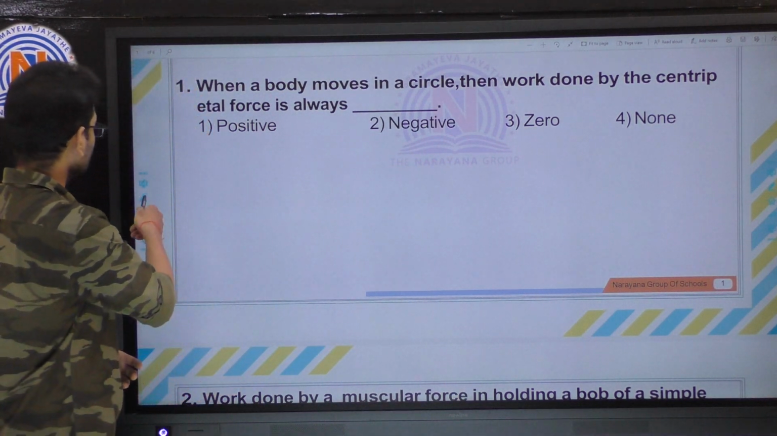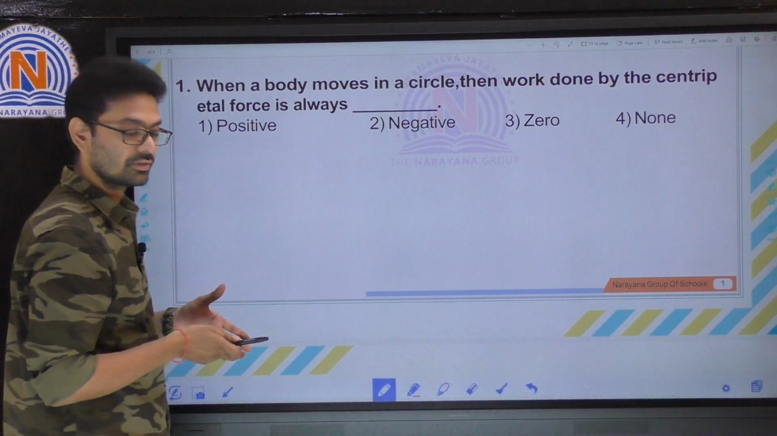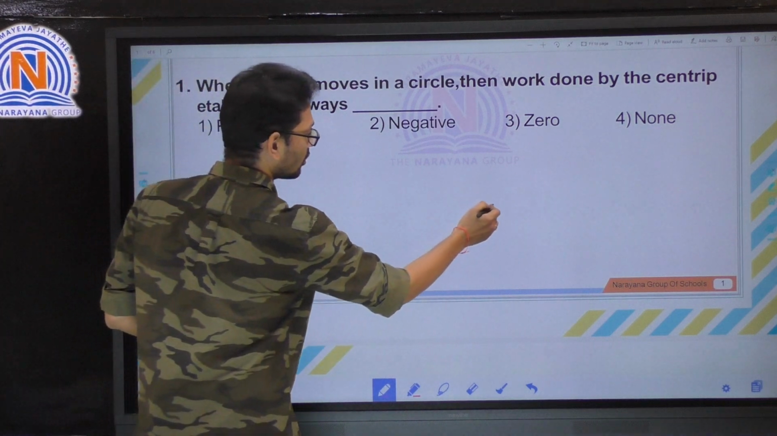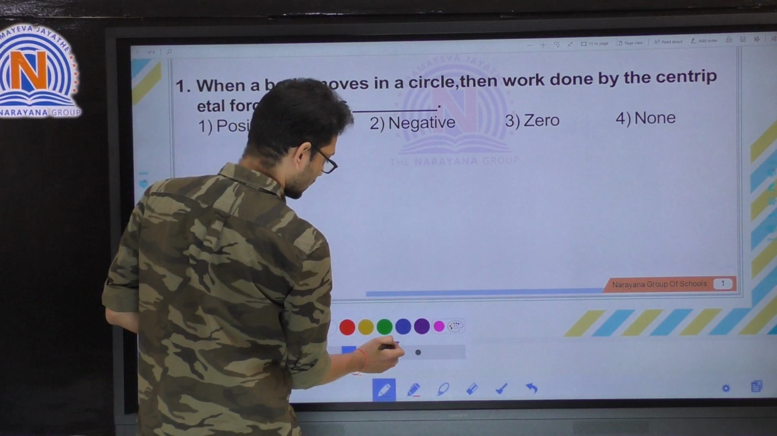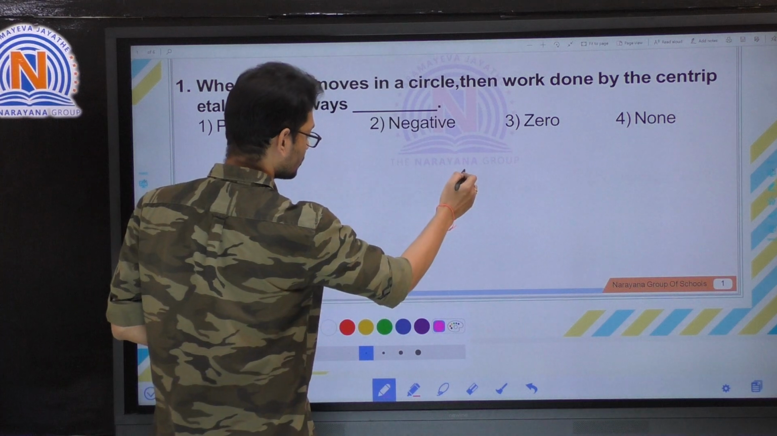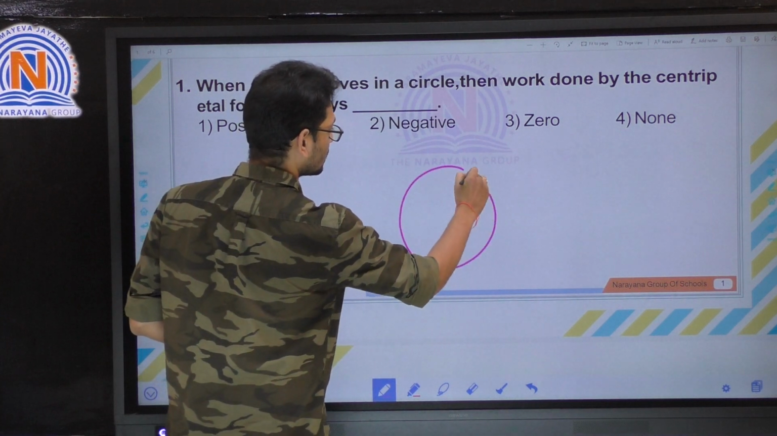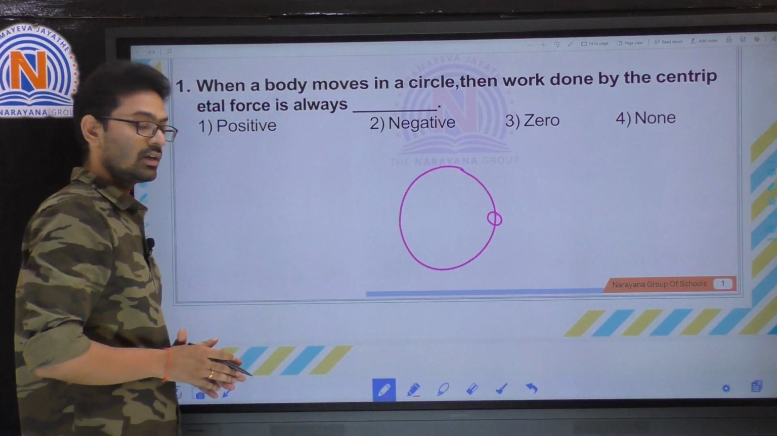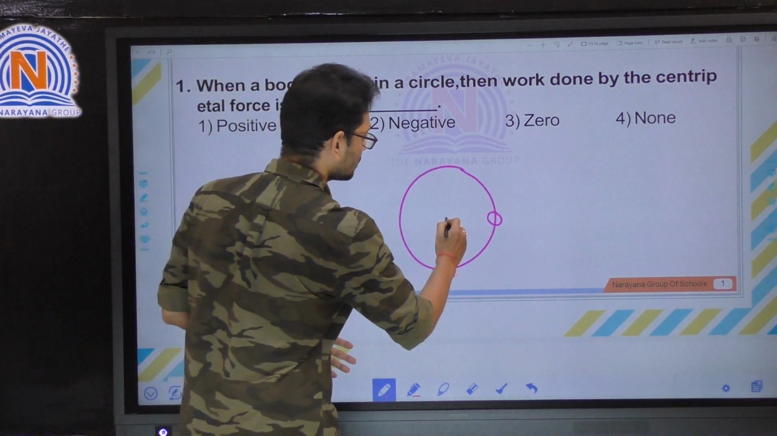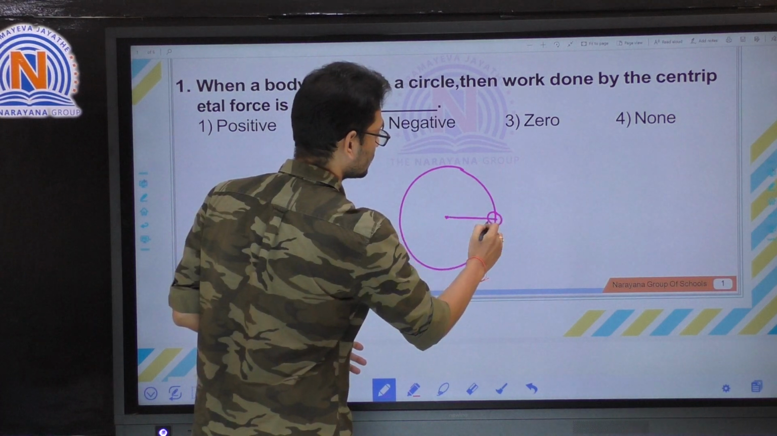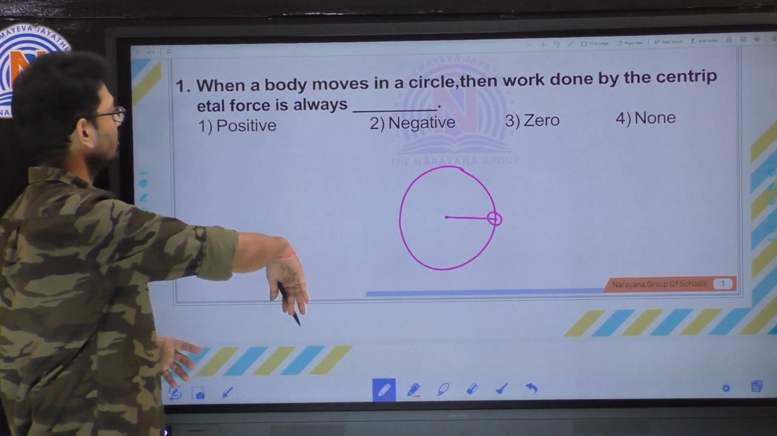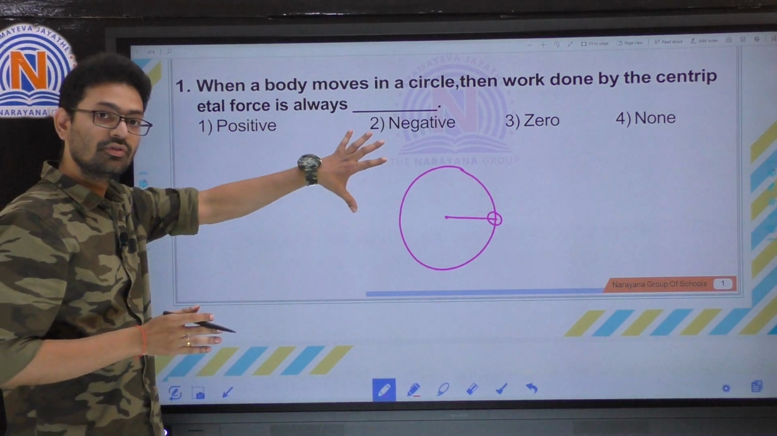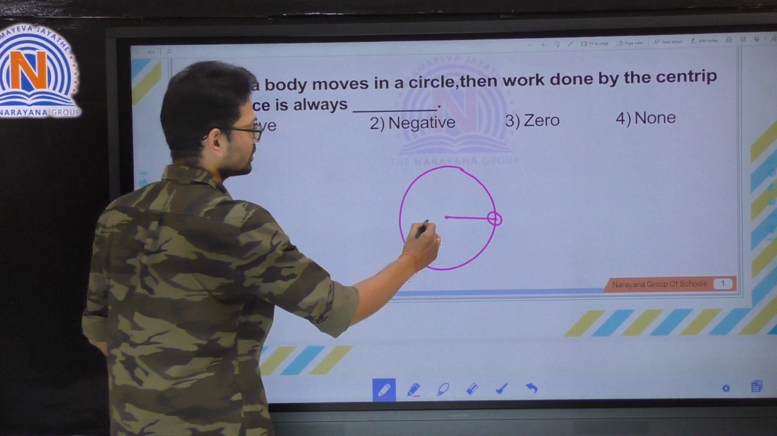So let us take the diagram of this. When a body moves in a circle, there is a body and it is moving in a circle. Now we do have a radius of the circle. We'll take it that it has been tied up like this. It is moving in a circular path. Now the centripetal force of any body moving in a circular path is going to be towards the center.